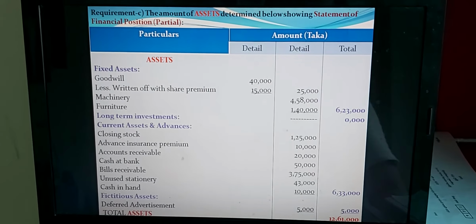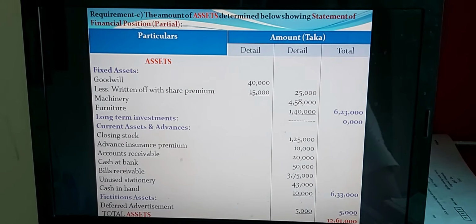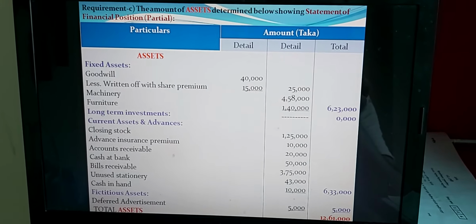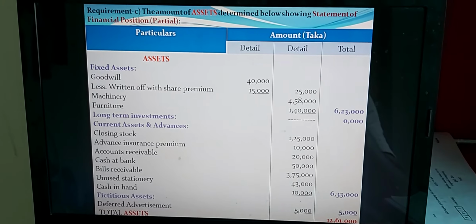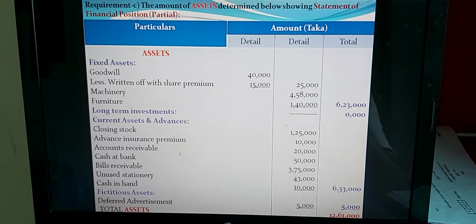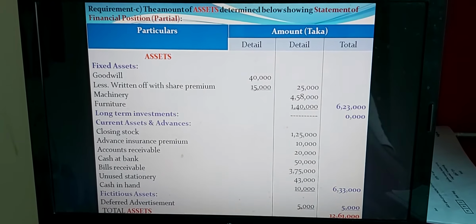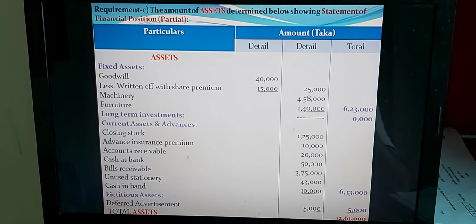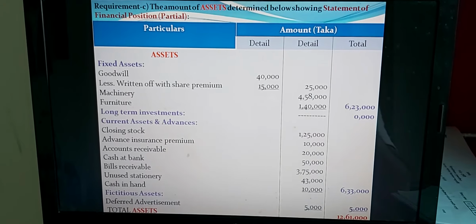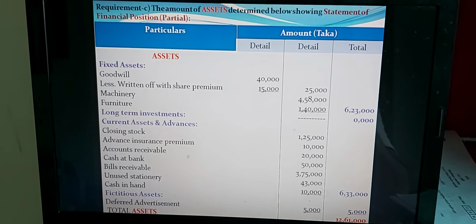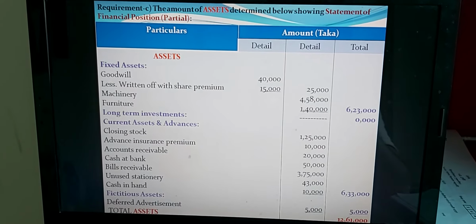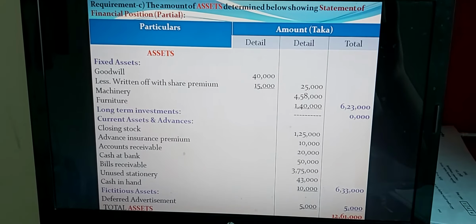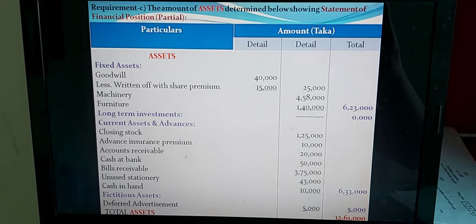Another fixed asset, machinery in trial balance available 4,58,000. Another one also, furniture 1,40,000 in trial balance available. At this moment, total of fixed asset taka 6,23,000. After completing fixed asset, then you can go to long-term investment. In this trial balance or in this creative question, no long-term investment amount is available. That is the amount of 0. None amount is available. Third head of assets, current assets and advances.